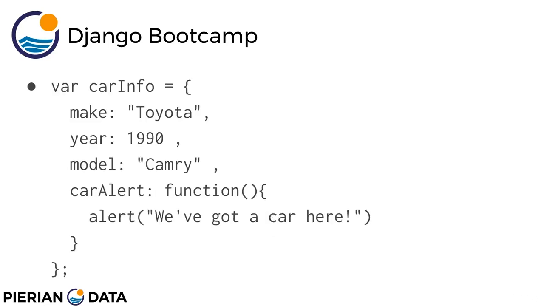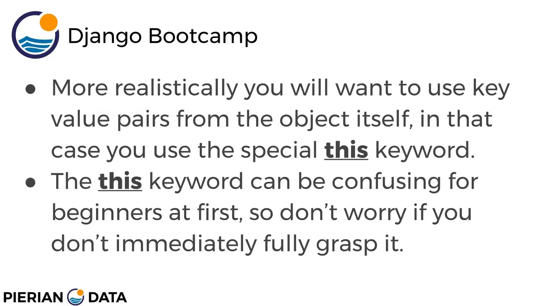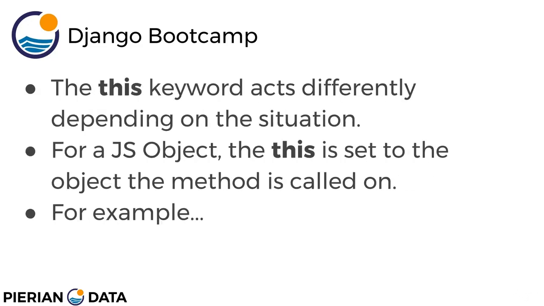But again, coming back to the previous example, my function doesn't actually use any information that pertains to the object. It doesn't use the make, year, or model. It's just a function that gives a basic alert. But imagine I want to actually use some of those key value pairs from the object itself. Well, the this keyword acts differently depending on the situation. For a JavaScript object, the this keyword is set to the object the method is called on.